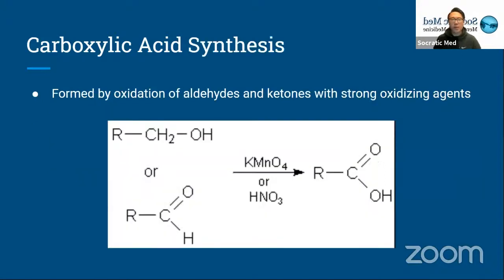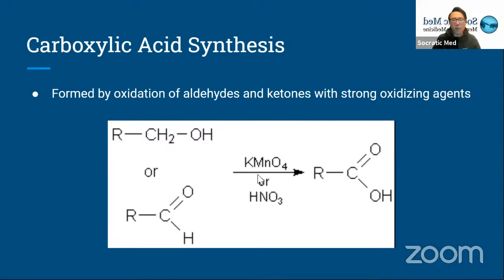So there are a few ways to make a carboxylic acid. One of the ways is through the oxidation of aldehydes or ketones using a strong oxidizing agent, or a primary alcohol as well. So if you take a primary alcohol, an aldehyde, or a ketone, it shouldn't say aldehyde and ketones, it should say aldehydes and primary alcohols.